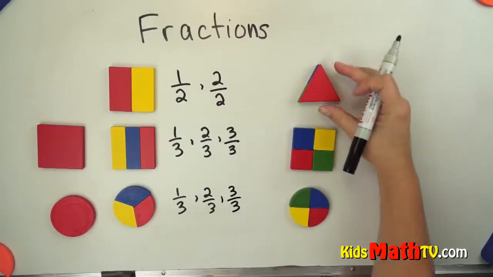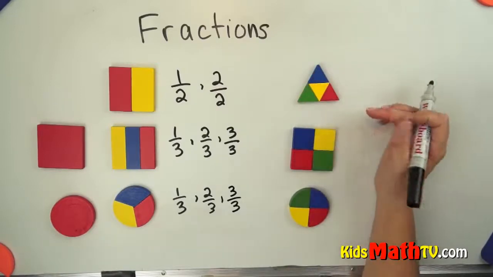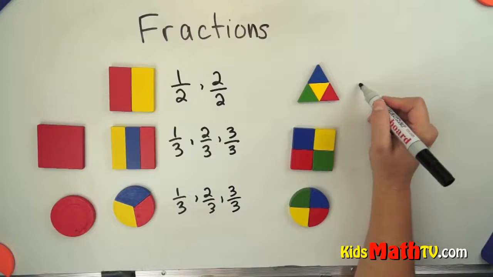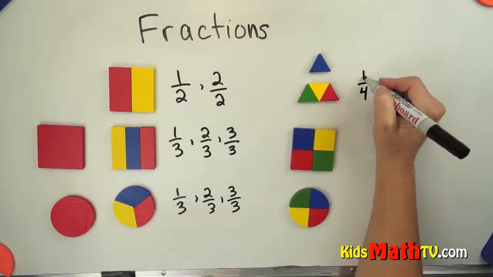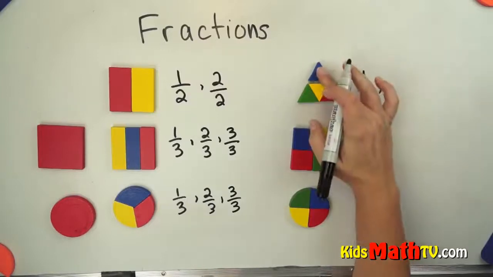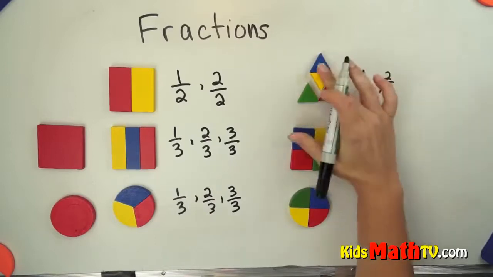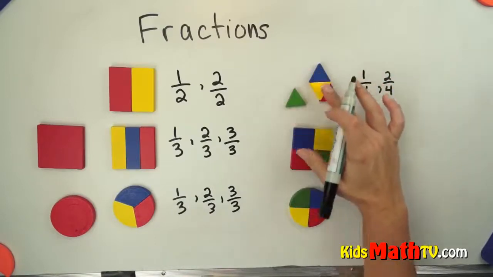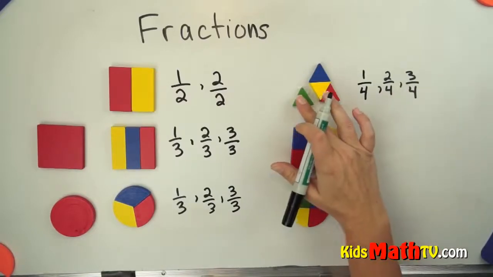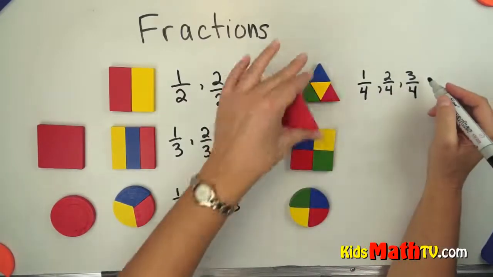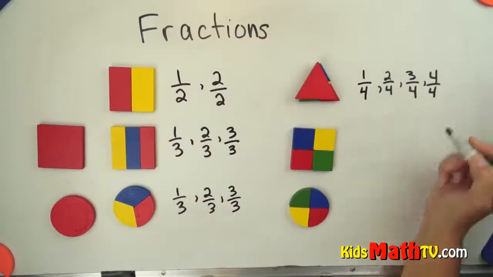Here's a triangle. This triangle is actually split up into 1, 2, 3, 4 parts. So this time we're going to have fourths, so 4 equal parts. I can have 1 out of 4. I can have 2 out of 4. I can have 3 out of 4. Or the whole thing put back together is 4 out of 4.